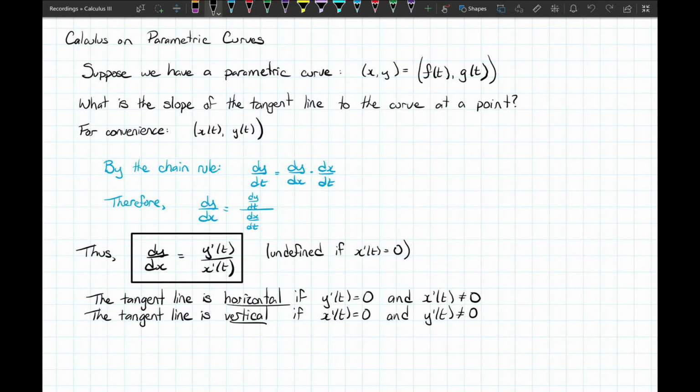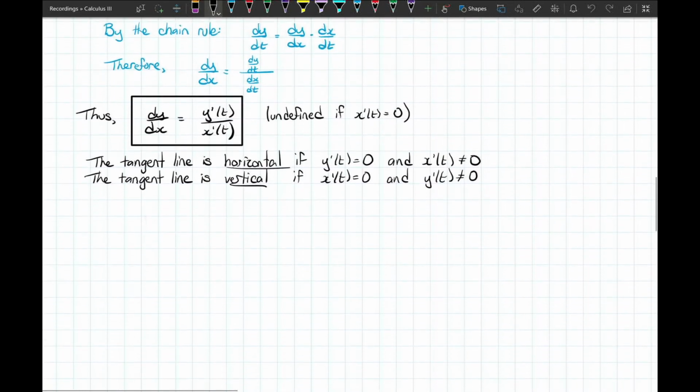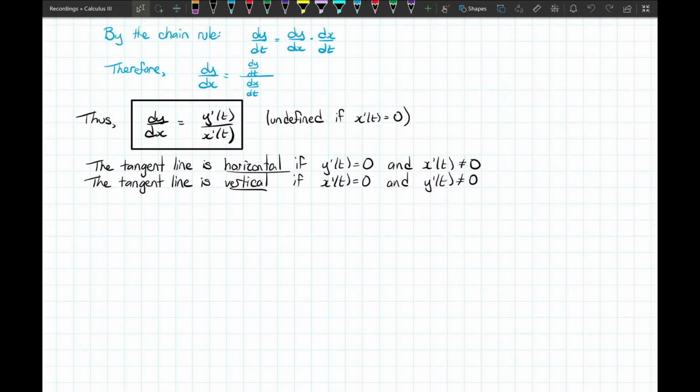If both of these were equal to 0, then we don't really have a slope at that point. If our particle stops moving in all directions, then we don't have an idea of a tangent line. All right, well, we've got the idea of a first derivative. What about a second derivative?